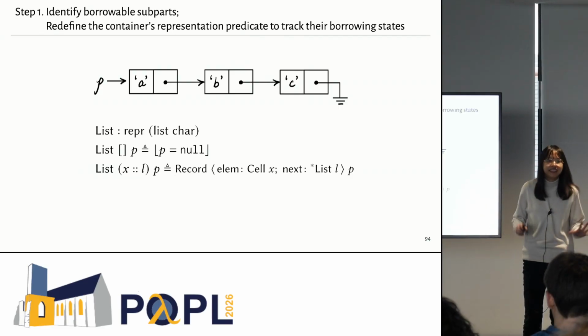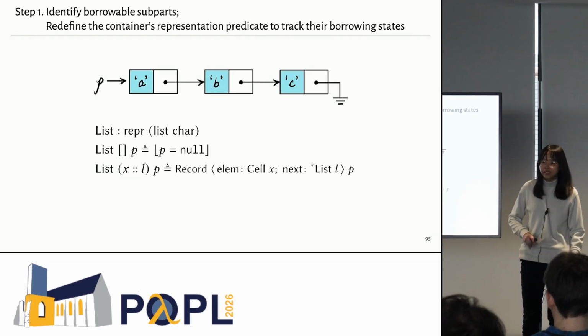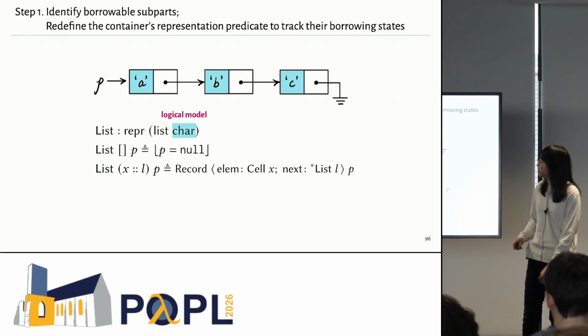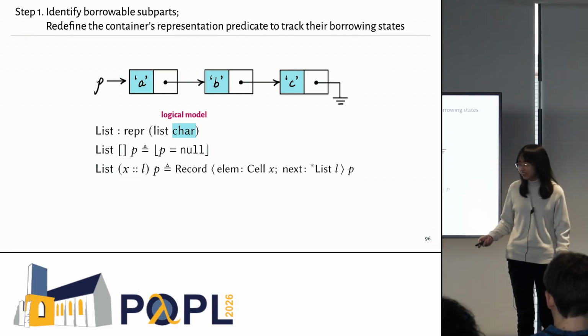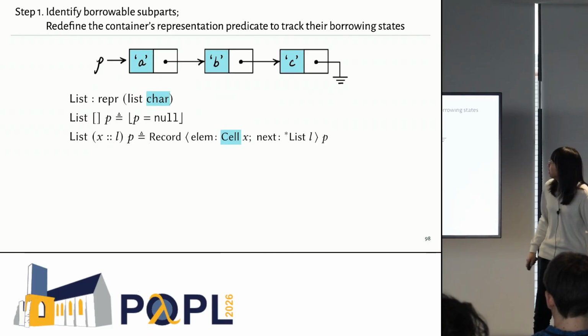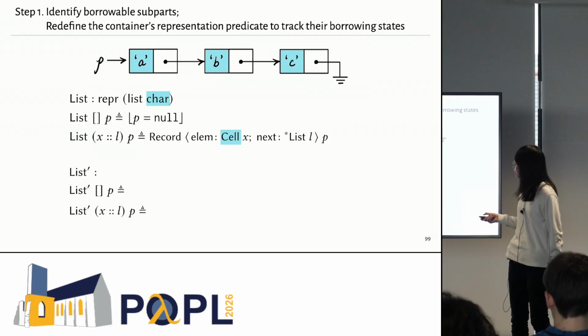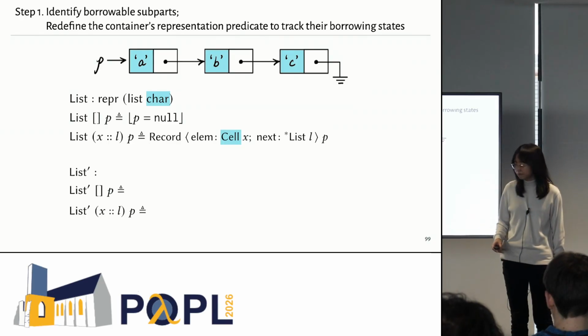So first, we need to identify what exactly is the borrowable subpart. In our example, it's this list element, the characters. And their logical model is this little chart, the character here. And their representation predicate is this cell, the points-to predicate. So now we are going to refine our representation predicate from list to list prime to check the borrowing states.